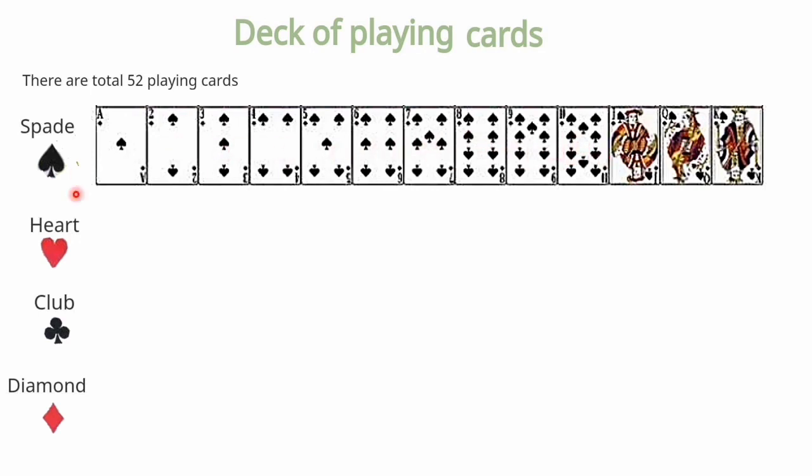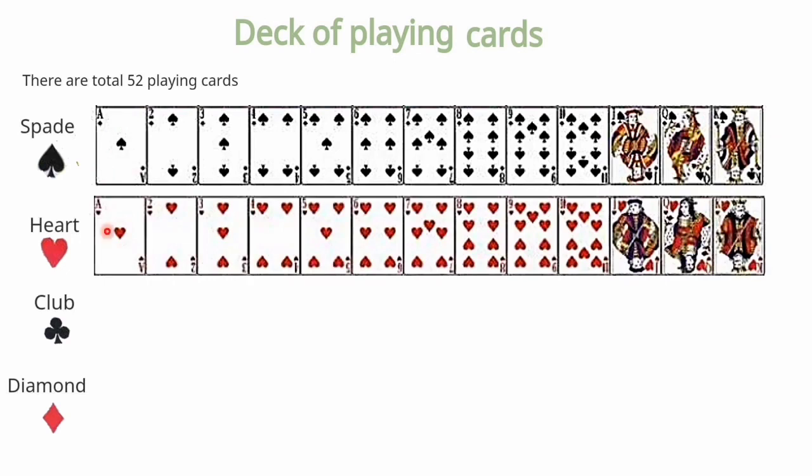And in all these 4 categories, the division is the same. Means 3 face cards, 9 number cards, and 1 ace. That is the division. In hearts also the same thing: A, 2, 3 up to 10, then again jack, queen and king. And it is red in color, that is why it is called a red card.